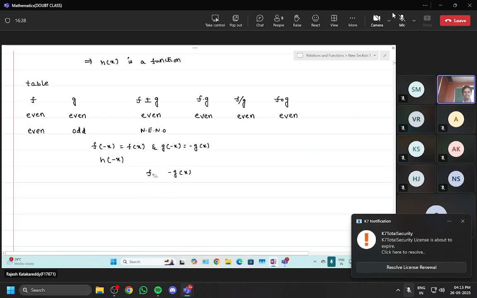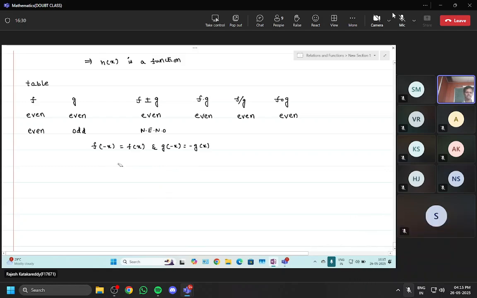Multiplication and division, we can say we are multiplying one positive and negative. Even stands for positive, odd stands for negative. Plus into minus, we will get minus. So that's why product is odd, division is also odd.